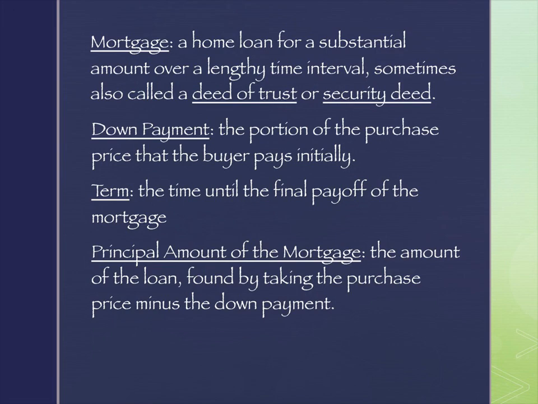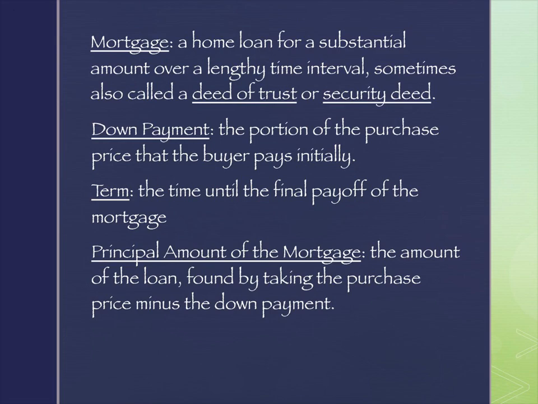All right, so first, mortgage. A mortgage is a name for a loan on a house, okay? Home loan for a substantial amount over a lengthy time interval. It's also sometimes called a deed of trust or a security deed, okay? The down payment is just what we've called down payments before. It's the portion of the purchase price that you pay initially, whatever you pay up front.